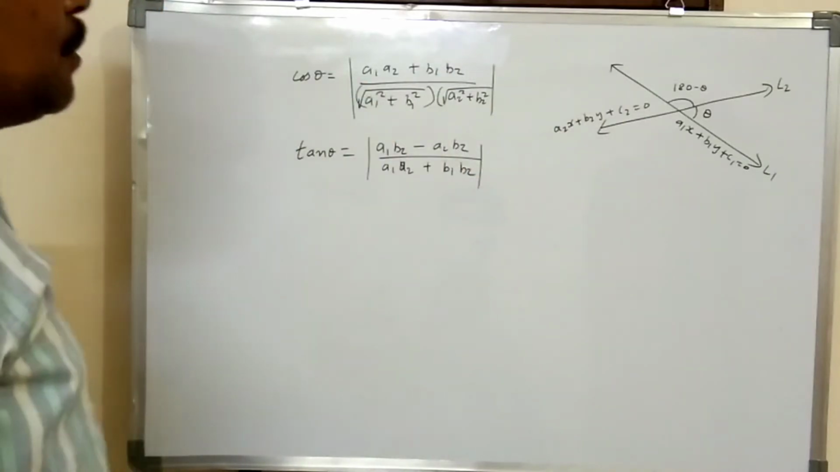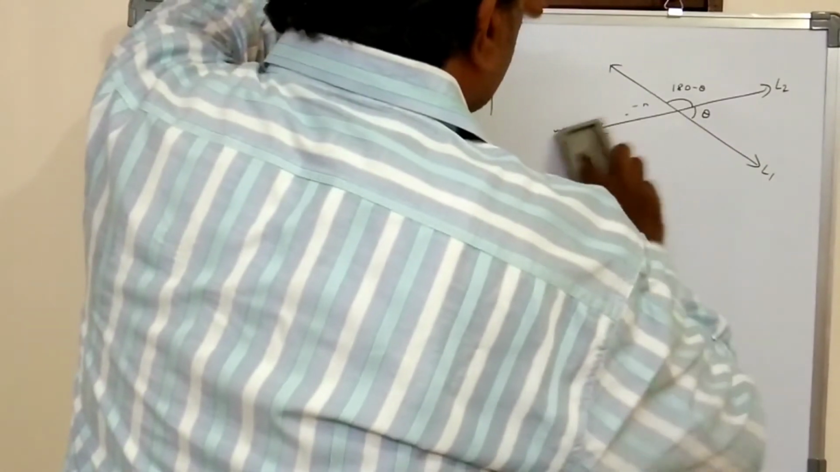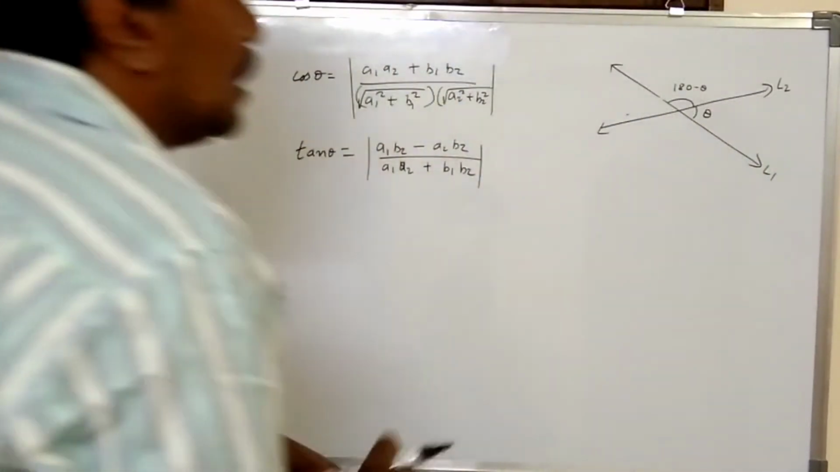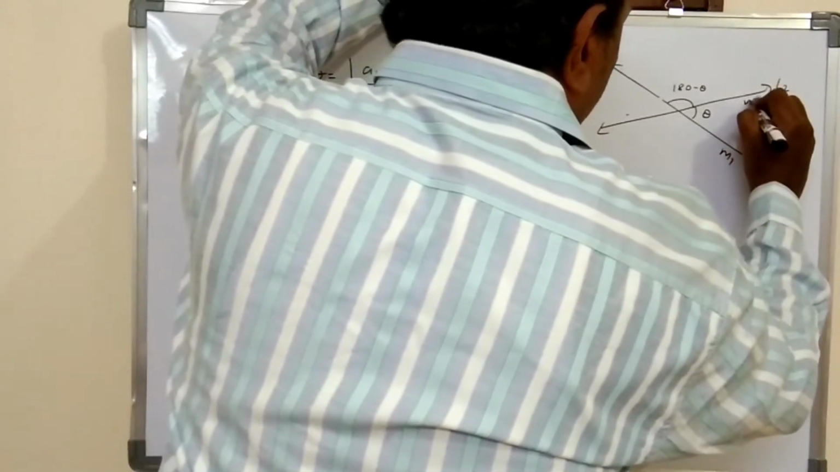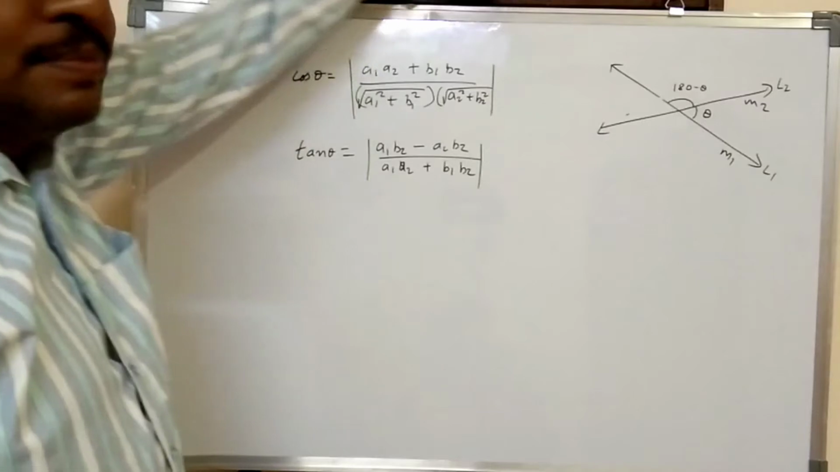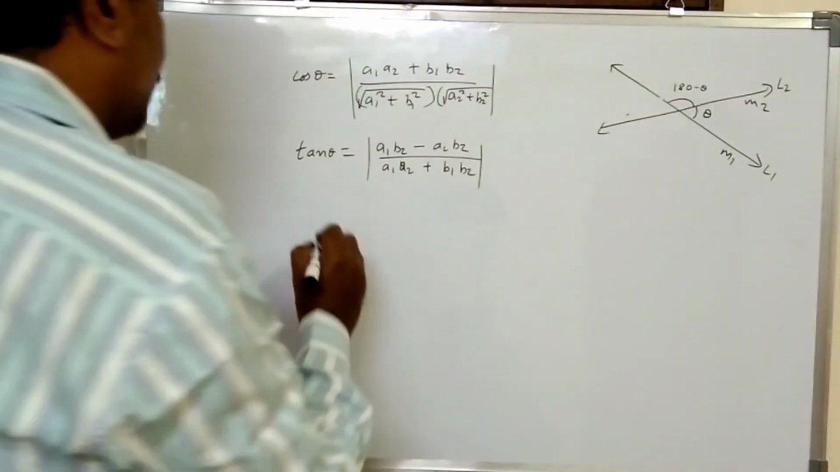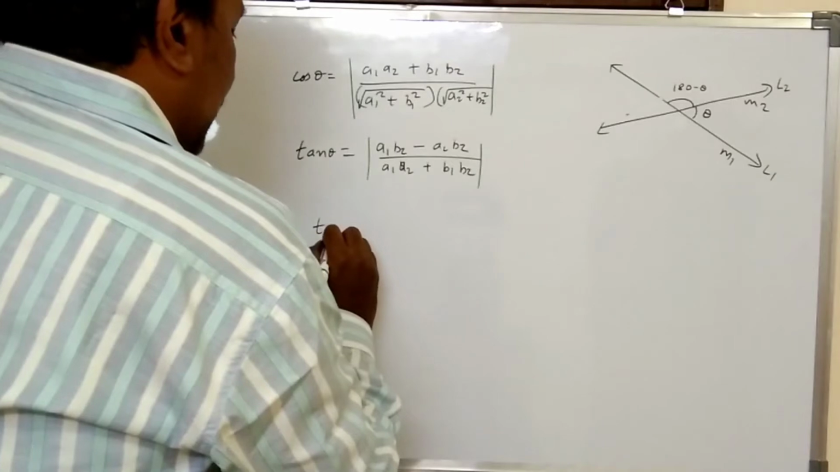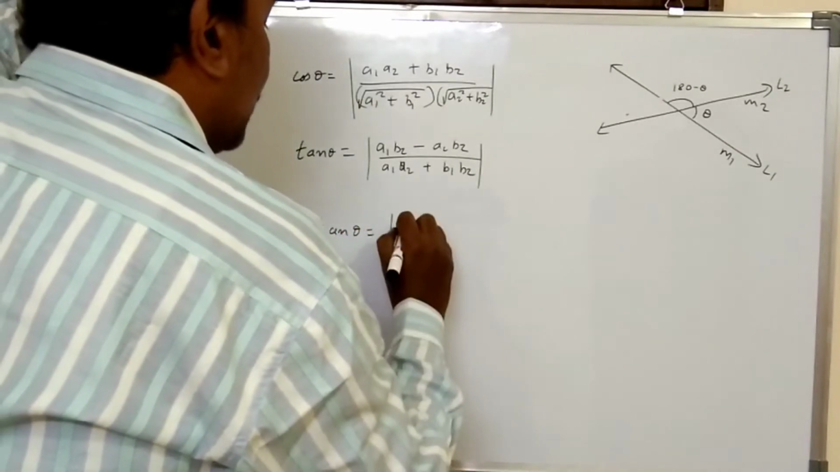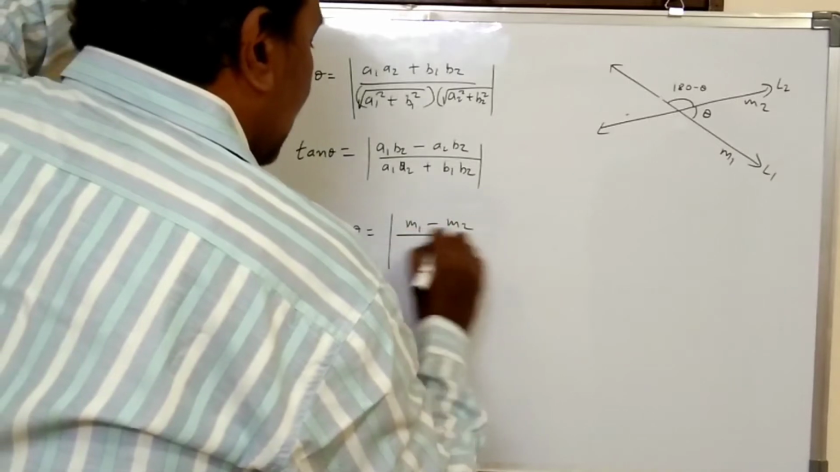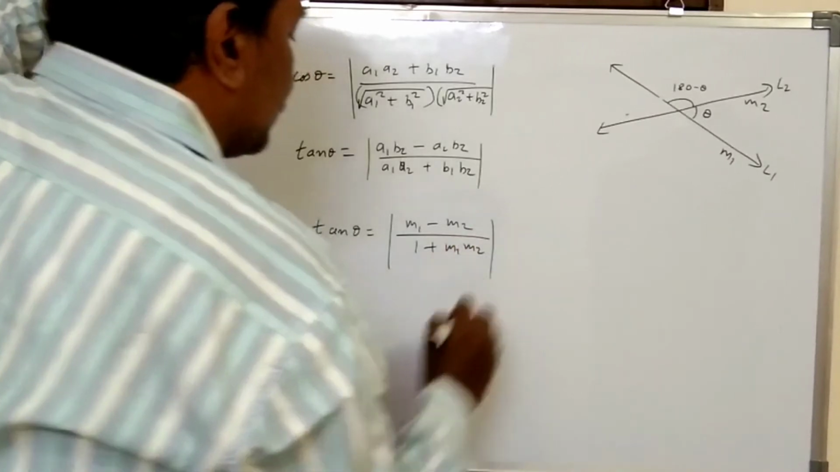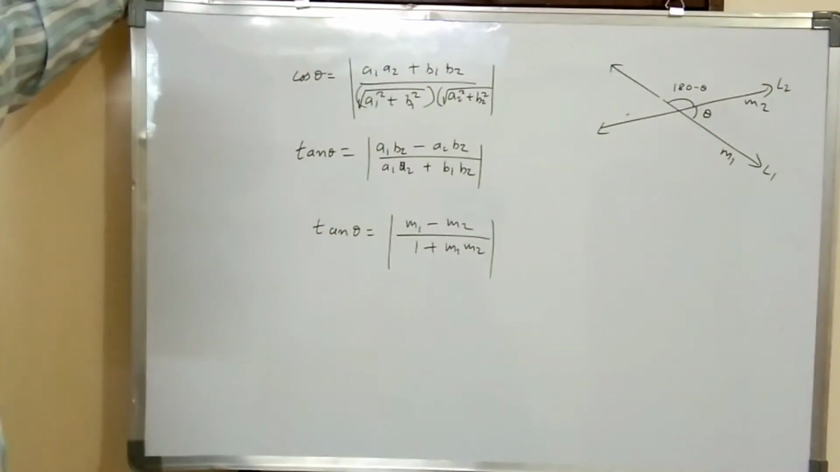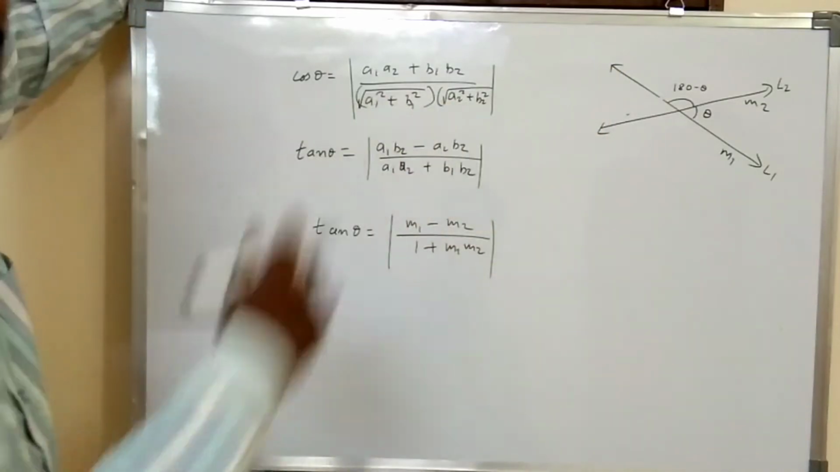Suppose the equation is not given, only slopes are given. Here the slope of this line is m1 and the slope of this line is m2. Then how to find the angle between these two lines? First of all, we will take with respect to tan theta. Tan theta is equal to modulus of m1 minus m2 by 1 plus m1 m2. So this is the formula for finding the angle between two intersecting lines whose slopes are given.